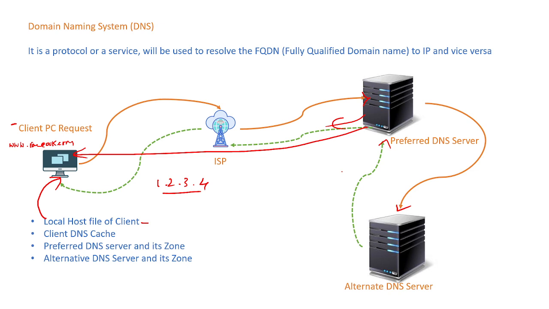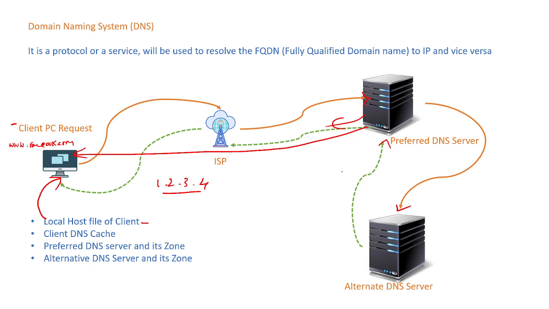So as soon as I click, if I type www.microsoft.com or facebook.com, a DNS query gets initiated. The query will first check the local host file. If it is available in the local host file, it will pick up the information and give it to us. If it is not available, then the query will check the local client cache, the DNS cache. If the entry is not there in the host file and the DNS cache, then the query will be forwarded to the next, the preferred DNS server.